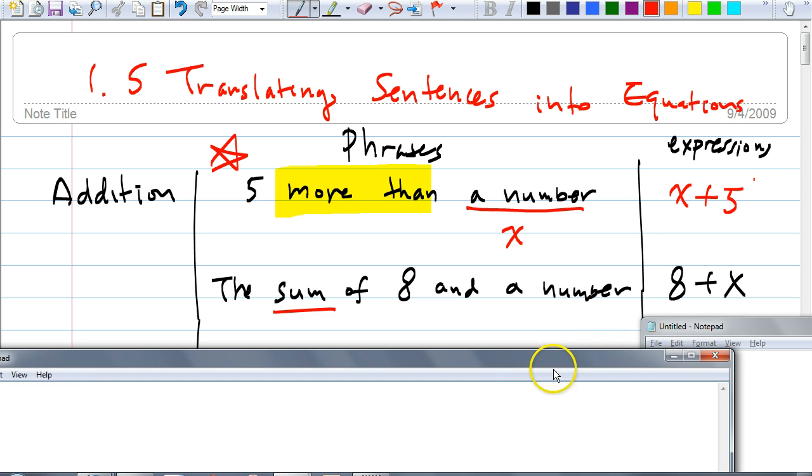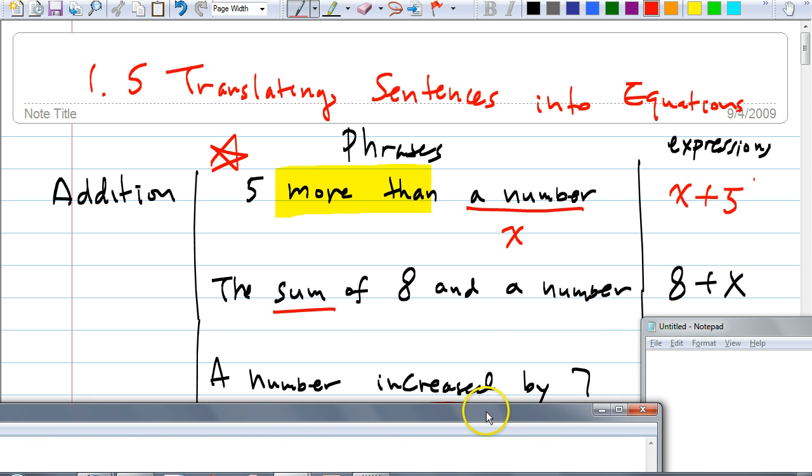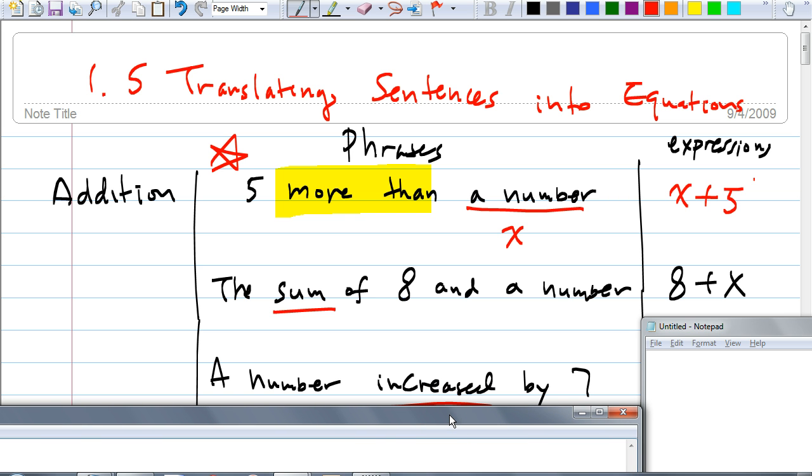Next, we have increase by. I don't think we set this one, but I think we talked about it. So increase by, a number increased by 7. By the way, do I have to use x as my variable all the time? No, I could use y, whatever I want. This time I did x, but I could use any variables I want. Okay, this is pretty simple. A number increased by 7, what would you write on this one?